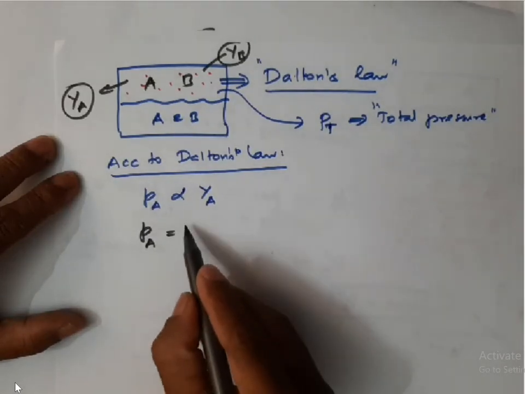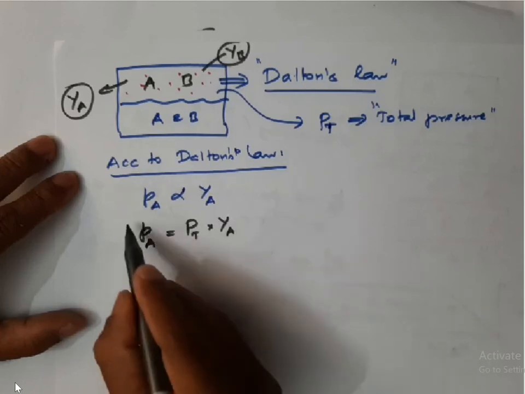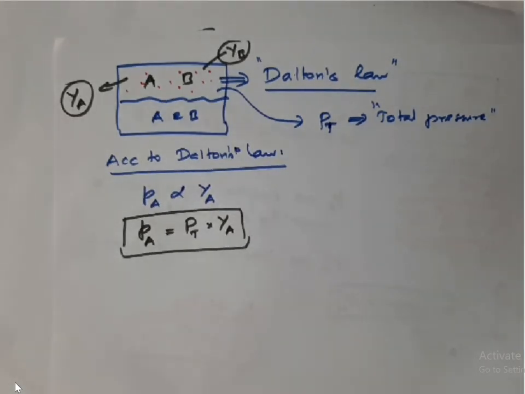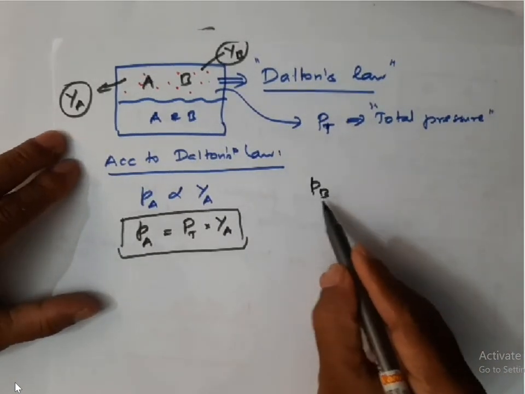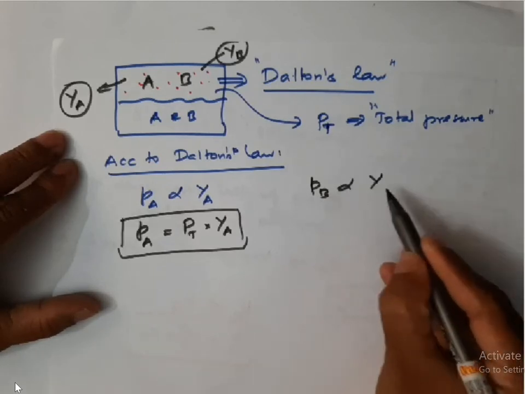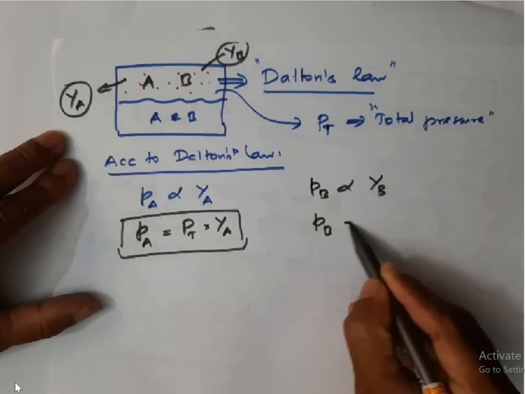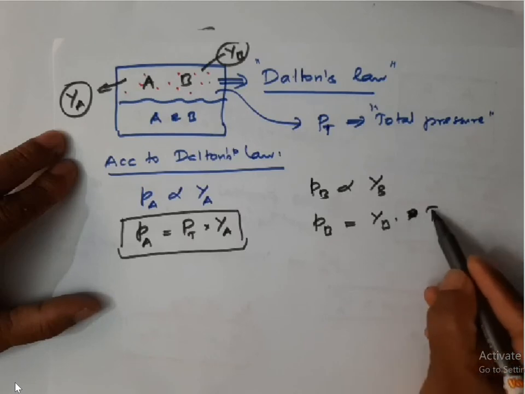So according to Dalton's law, the partial pressure of A is directly proportional to the mole fraction of A present in the vapor phase. Or I can also write this as PA equal to total pressure PT into the mole fraction of A, YA. This is what we call Dalton's law. Similarly for component B, the partial vapor pressure of component B is directly proportional to the mole fraction of component B in the vapor phase, and PB equals YB into the total pressure.